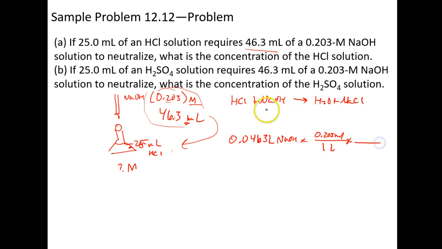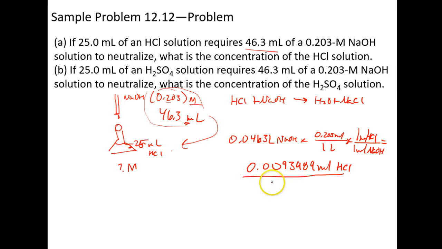And I have to use a mole-to-mole ratio because I'm converting sodium hydroxide into hydrochloric acid. So 1 mole of sodium hydroxide is to 1 mole of HCl. This is a 1-to-1 ratio, but in the next problem, B, it's a 2-to-1 ratio. So it's very important that you factor that in. So this equals 0.0093989 moles of HCl.